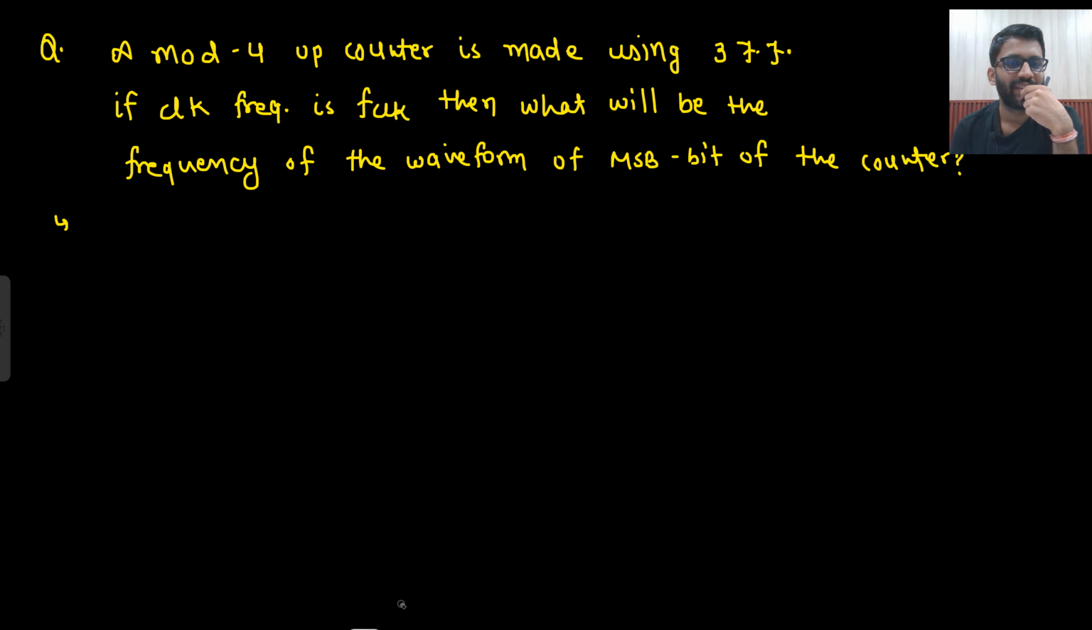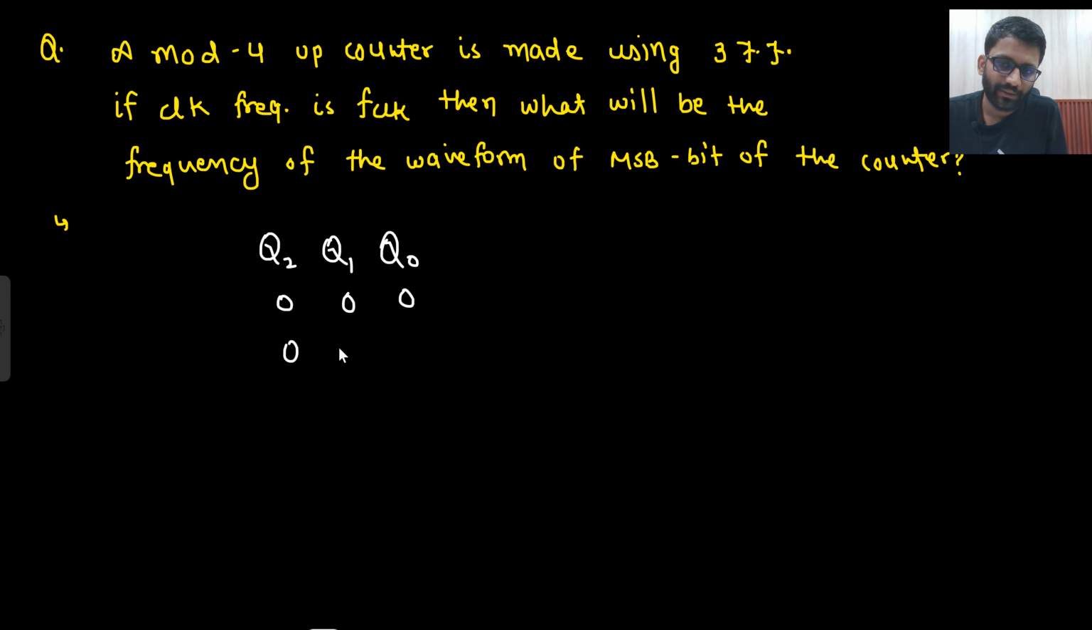This is your mode 4 up counter. So how would it go? Mode 4 up counter, using 3 flip-flops, right? There are 3 flip-flops. So 0 0 0, 0 0 1, 0 1 0, 0 1 1, then again 0 0 0, right? This is mode 4.